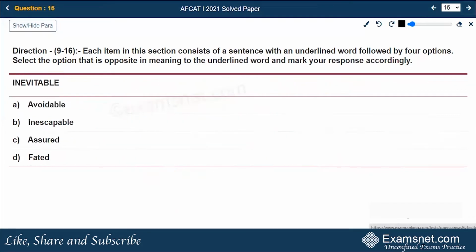Next, question number 16. Inevitable. The given options are avoidable, inescapable, assured, or fated. Let's see the meanings of each of these words one by one. Inevitable means certain, anything which is certain to happen or which is unavoidable.